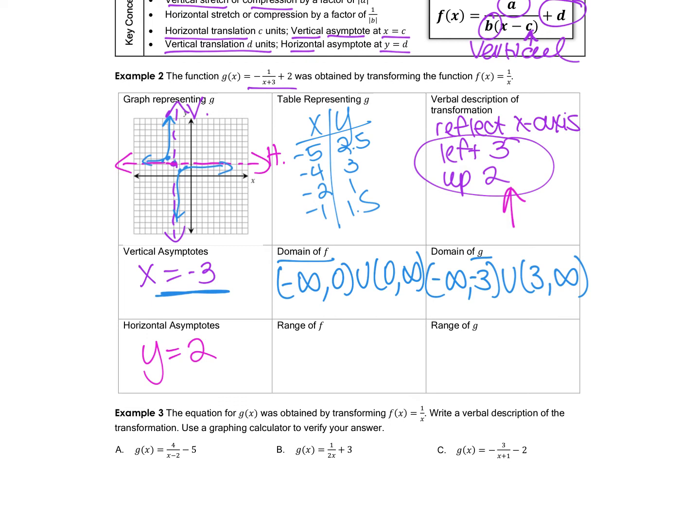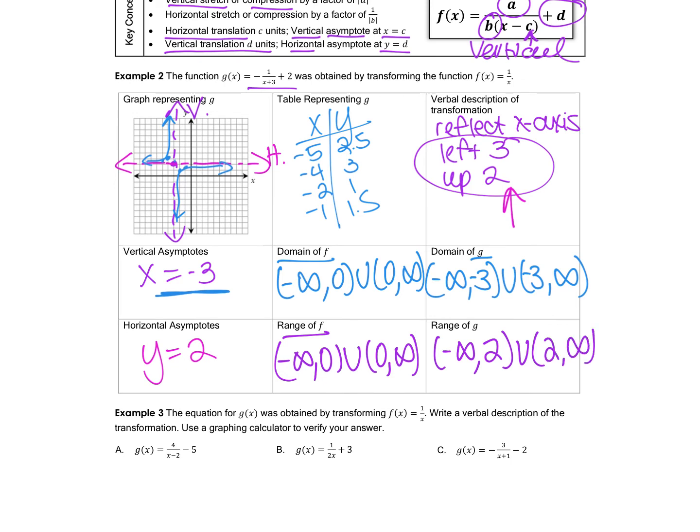Looking at our range of f, that was the front, -infinity to 0, and then 0 to infinity. The range of g would be, notice your y stops at 2, y equals 2, so -infinity to 2, and then 2 to infinity. So again, your asymptotes will help you with finding your domain and your range. They should correspond together.